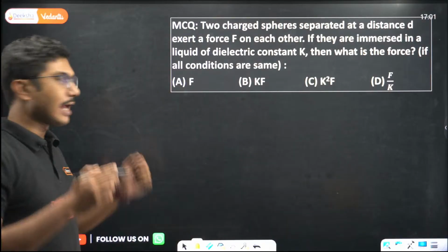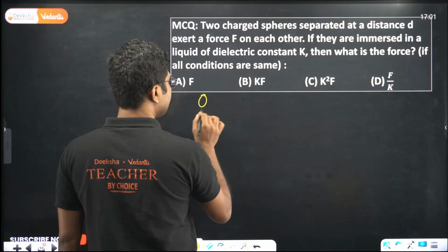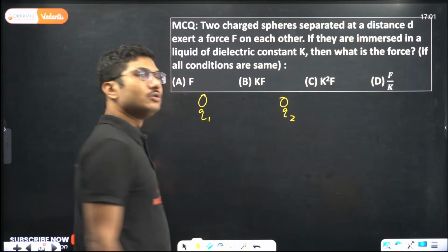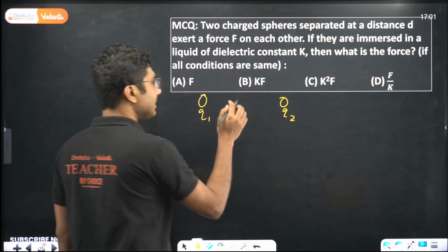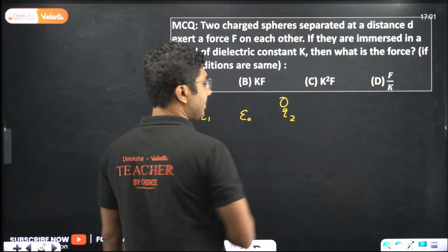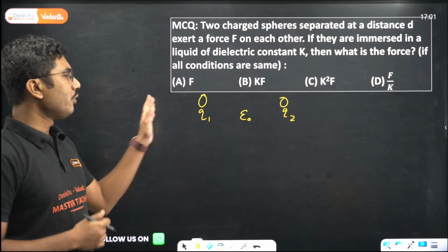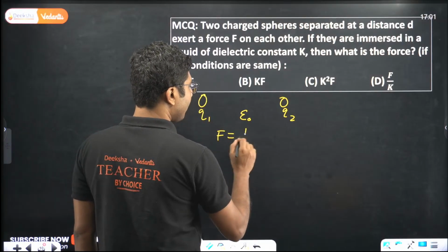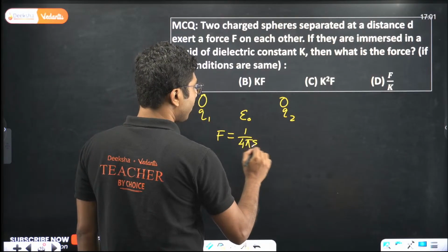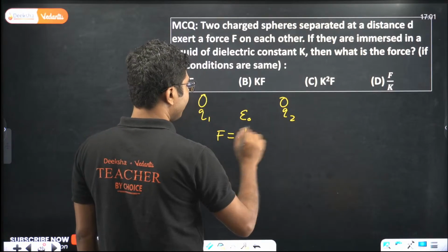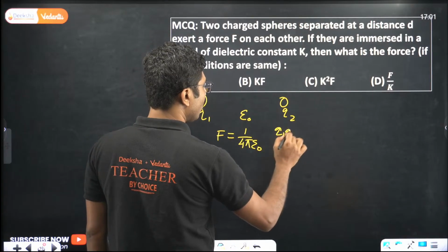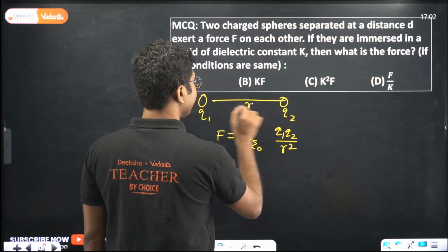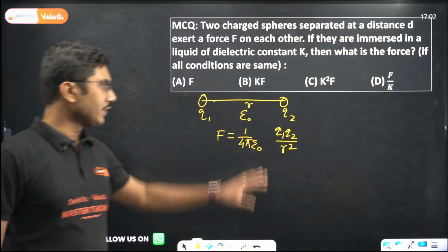So basically we have two charged spheres, say this one is Q1 and this one is Q2, and there is no material, only air. The permittivity of air is epsilon naught. So what is the force between them? According to Coulomb's law, F is equal to 1 by 4 pi epsilon naught, obviously do not write K over here, Q1 Q2 upon R square. R is the distance between the spheres, right? So this is the first force.